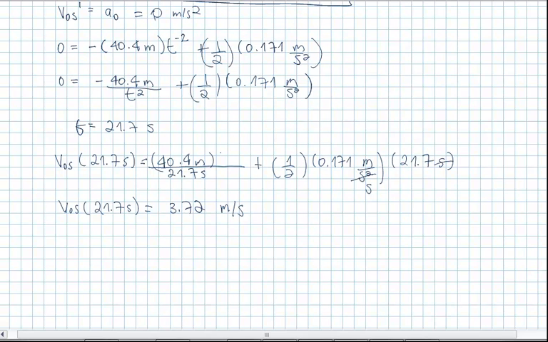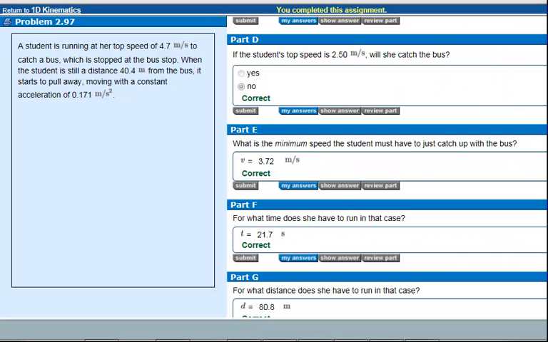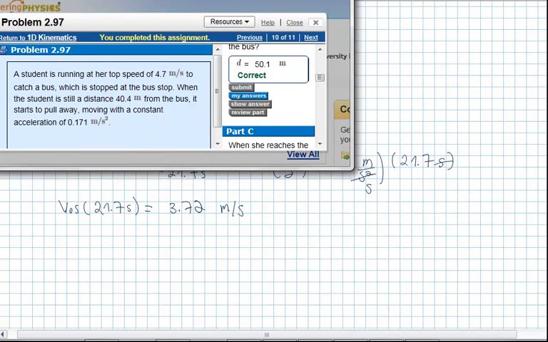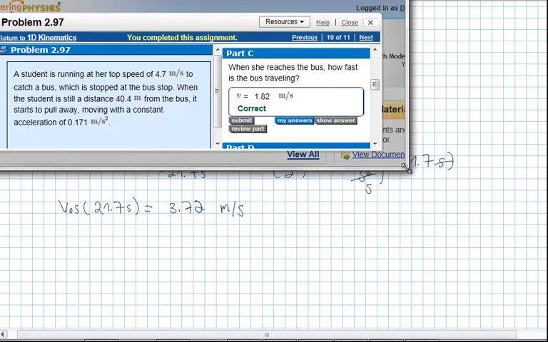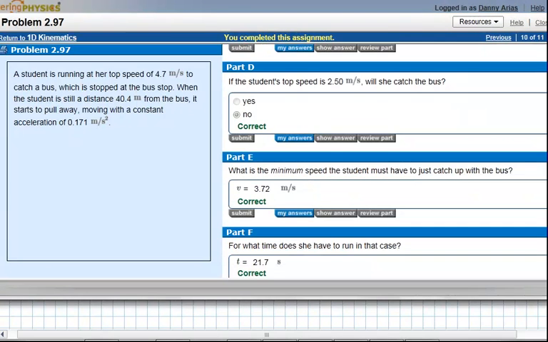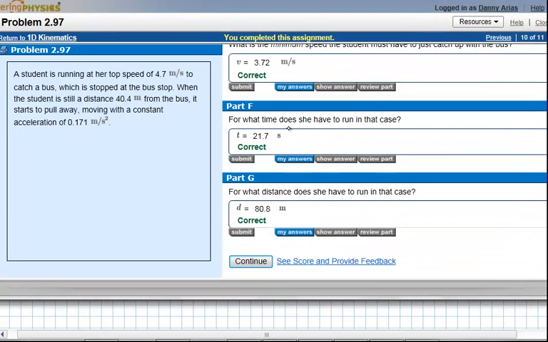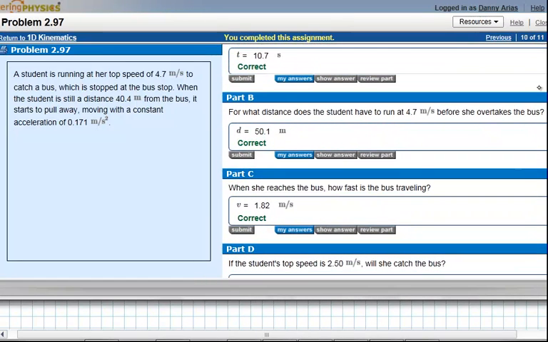And that is it for this part of the problem. Later on you're going to be asked for some other things. For example, for what time does she have to run in that case? We already solved that. It is the result of finding that intersection of the graph of the derivative. And for what distance does she have to run in that case? Well, we just substitute time or velocity in the other equations that we have to get to this point, very similar to the way that we got the answer for this one.